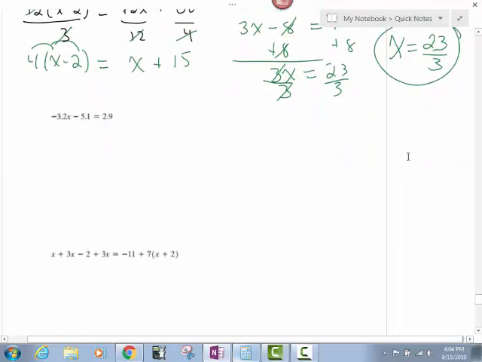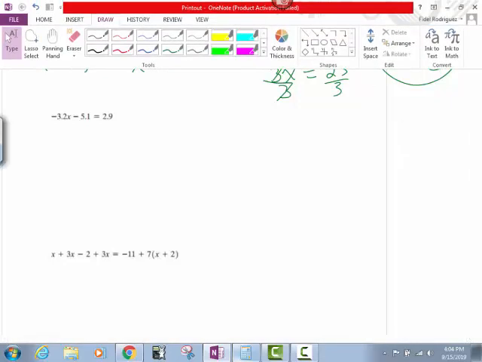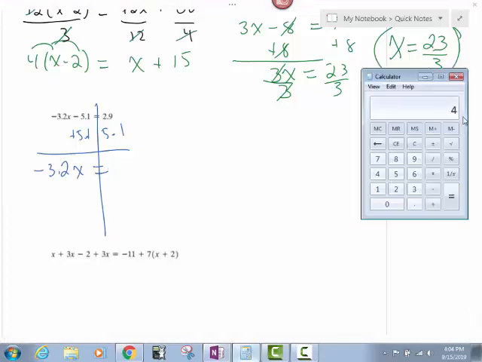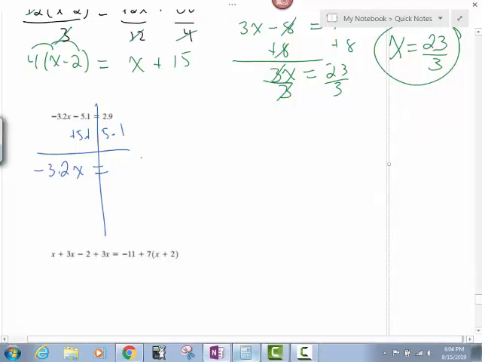All right. So let's take a look at the next one here that has all the decimals, right? Let's see, remember my first step, bring this down. Let's go ahead and add 5.1 to both sides. Okay. So I end up with a negative 3.2x equals, let me grab my calculator. Here it is. So 2.9 plus 5.1 is 8. Oops.